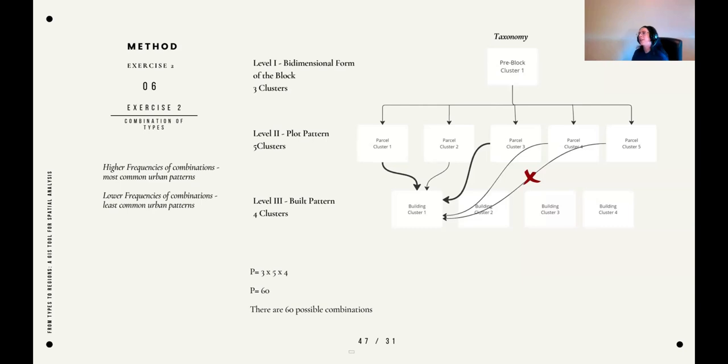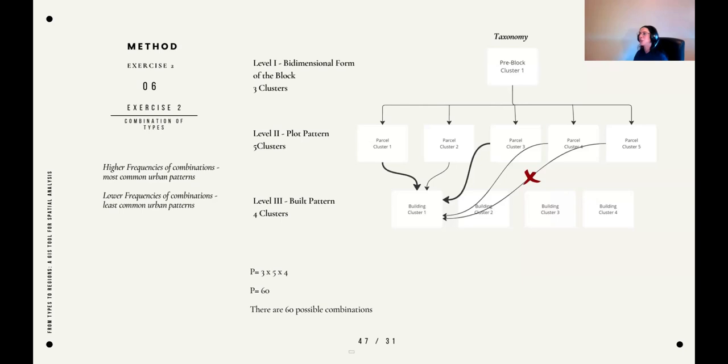So in the first layer, we have 3 clusters of pre-blocks. In the second, we have 5 clusters of plots. And in the third layer, we have 4 clusters of buildings. And our initial assumption is that this is just a mathematical problem. We can call it permutation or combination. There are 60 possible combinations in total.